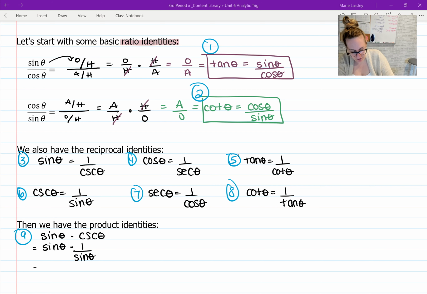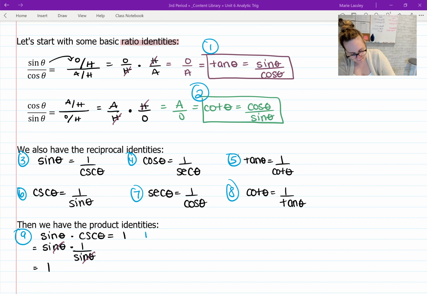Well, that simplifies to 1, right? Because you can cancel out sine over sine and you're left with 1. So sine times cosecant equals 1, always.